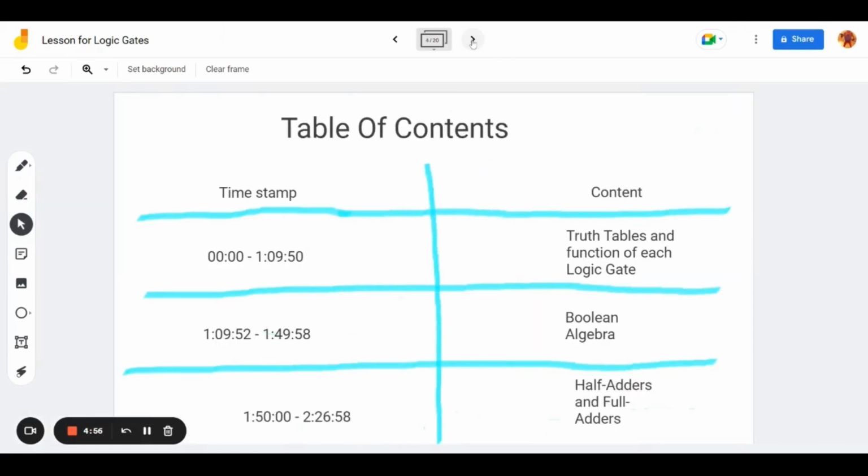Lesson on logic gates unit. Before we start, here's the table of contents. Here's the timestamp and here's the content. From 0 to 1 hour 9 minutes 50 seconds, it talks about truth tables and functions of each logic gate. From 1 hour 9 minutes 52 seconds to 1 hour 49 minutes 58 seconds, it talks about Boolean algebra. And lastly, from 1 hour 50 minutes to 2 hours 26 minutes 58 seconds, it talks about half adders and full adders.